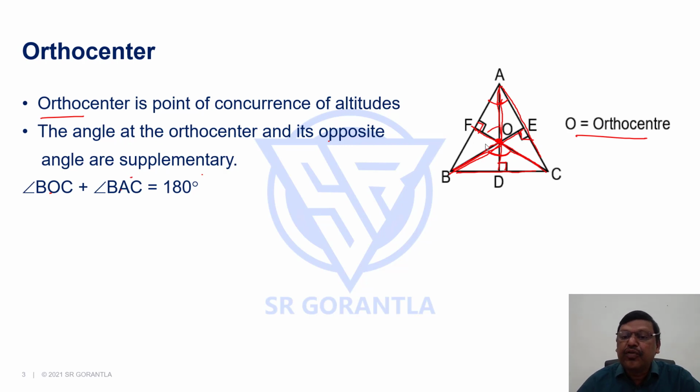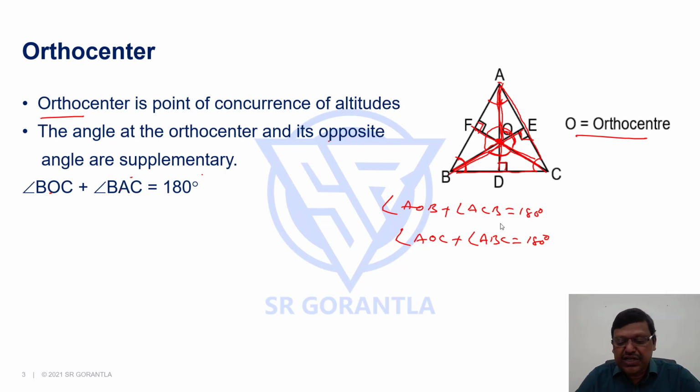If I take AOB, angle AOB, what is its opposite angle? C, that is angle ACB, the sum equals 180. Or if I take AOC, this one, what is its opposite angle? B. Angle AOC plus its opposite angle B, that is angle ABC, equals 180 degrees. So these are a couple of interesting points on orthocenter.